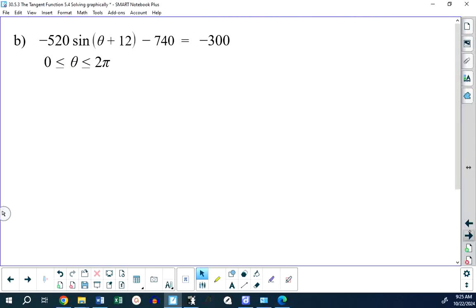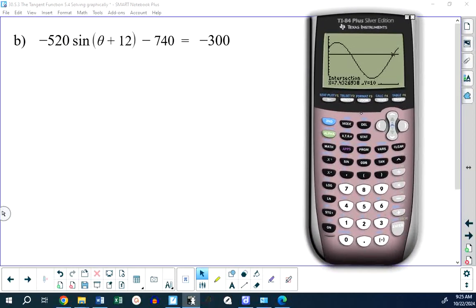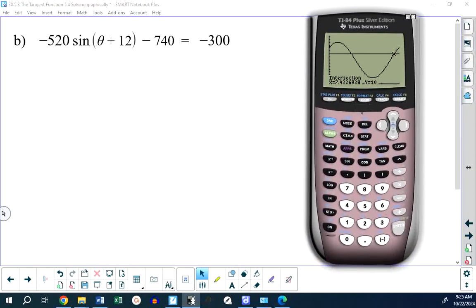All right, let's try another one. And again, I have to change my notes. I really don't care about that. I mean, I will do this one from 0 to 2 pi because the period is 2 pi anyway, but let's go ahead and graph this. I'm going to graph negative 300, and I'm also going to graph negative 520 sine x plus 12 minus 740.